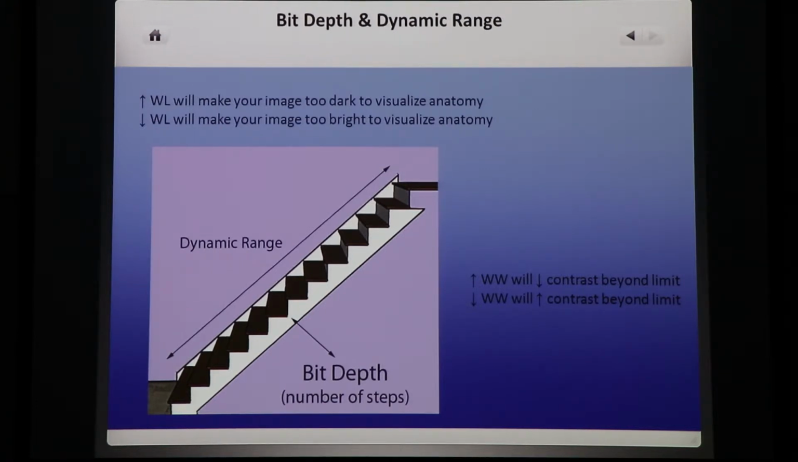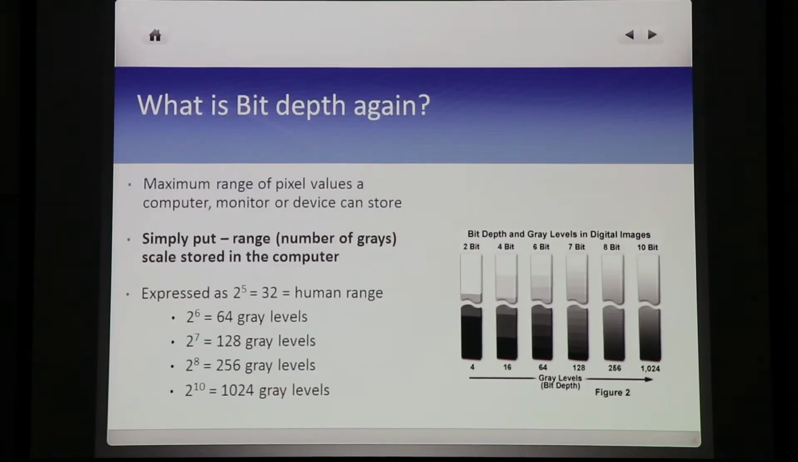You can manipulate it a little bit, but remember you have to send it to a radiologist, and you could actually be losing information by manipulating too much. So what is bit depth again? This is just a brief review.